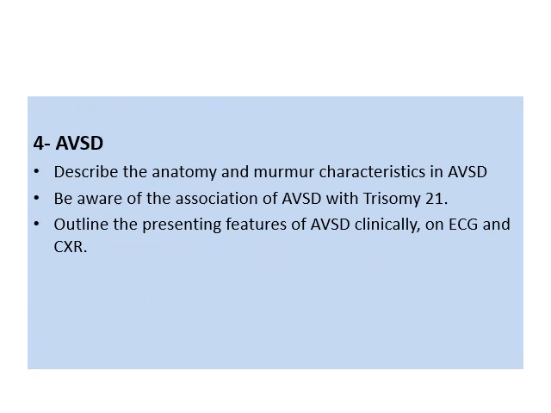The last objective is atrioventricular septal defect, or what is known as endocardial cushion defect. Describe the anatomy and the marker characteristic in this condition, and be aware of the association of this condition with Down syndrome. Outline the presenting features of this condition clinically and how we can diagnose it by ECG and chest X-ray.